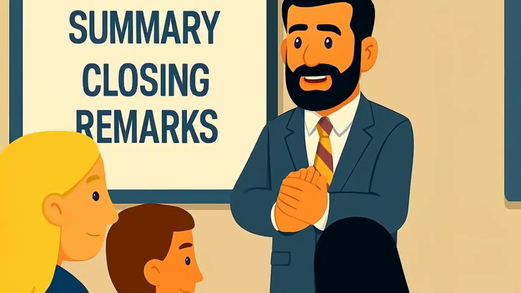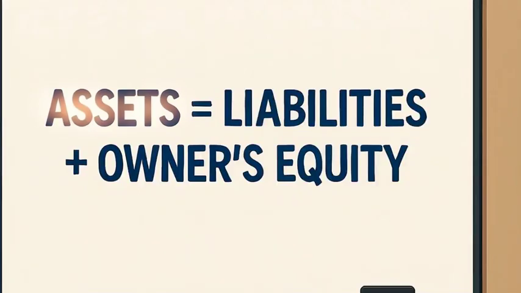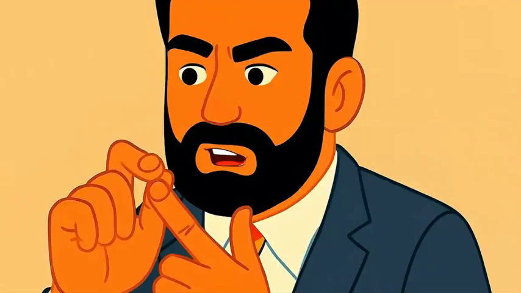Finally, all of accounting is built on one simple idea, the accounting equation. Assets = liabilities plus owner's equity. Assets are what the business owns: cash, buildings, inventory. Liabilities are what it owes: loans, payables. Equity is the owner's claim on the business after debts are paid.